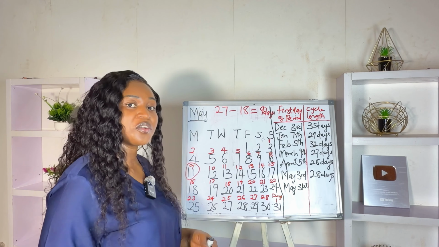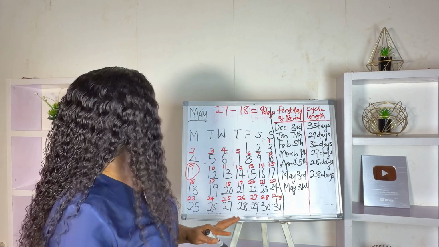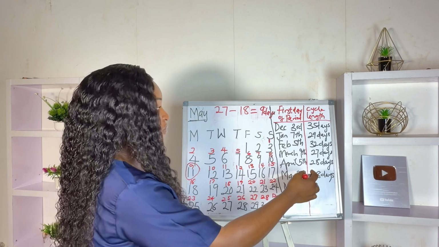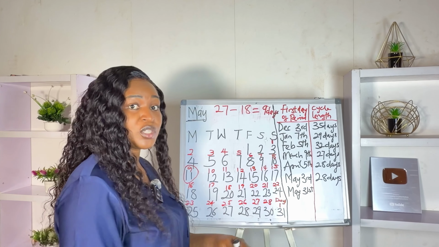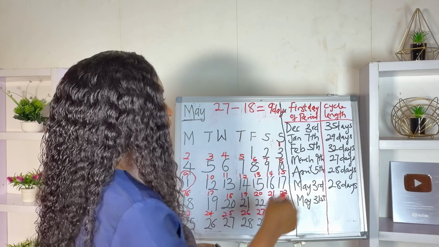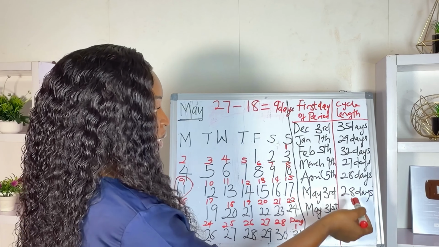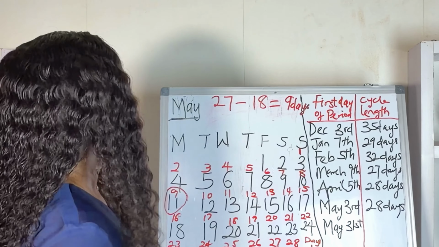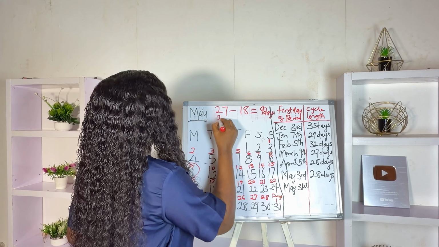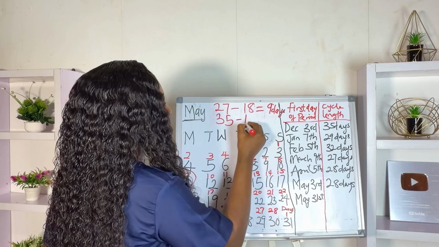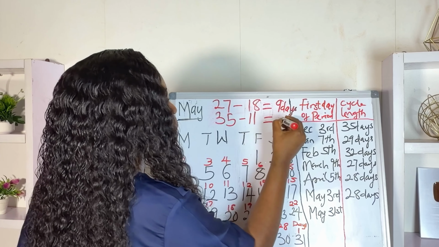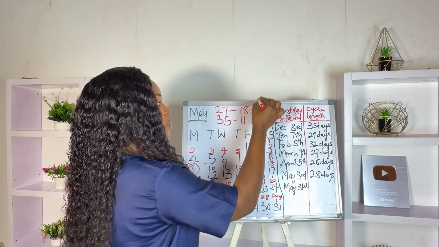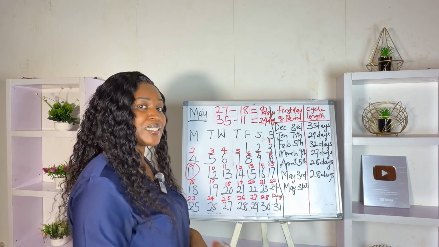Now for you to know how long the fertile window lasted, what you're going to do is take the longest cycle length. For this woman, her longest cycle length is 35. This is the longest cycle length she had for the past 6 months. So we're going to subtract 11 from 35, and that will give us 24 days. This means that from day 9 to day 24 is this lady's fertile window.